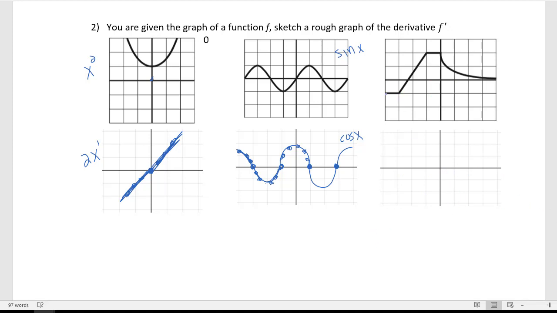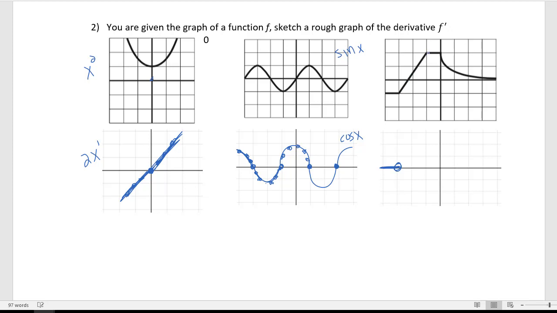So this segment of the graph here, it's a line, right? So it has a constant rate of change. And these would all be slopes of 0 here. So the derivative is going to have all y values of 0. And then at the corner, it's an open hole, it's undefined.